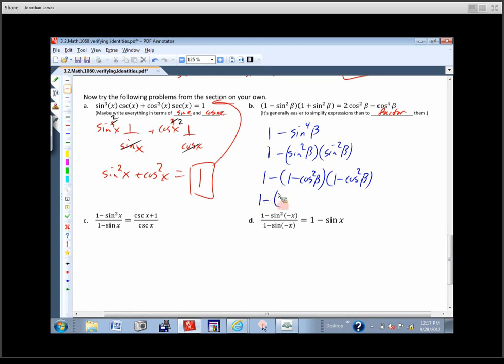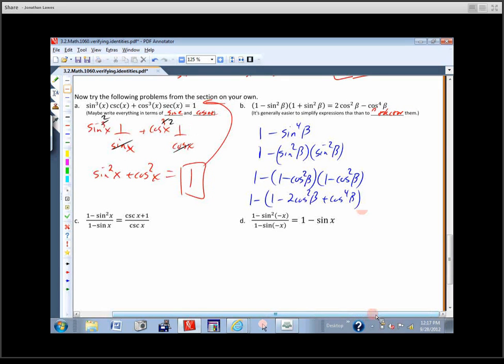So this is going to be 1 minus 2 cosine squared beta, and then plus cosine to the 4th beta. And look how close we are. Distribute the negative through to each one of those. So this is going to be 1 minus 1 plus 2 cosine squared beta, and that's going to be a minus cosine to the 4th beta. The 1's go away.